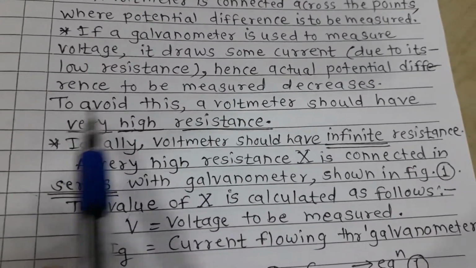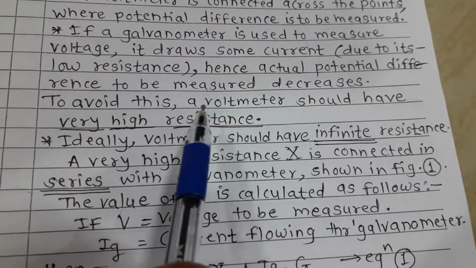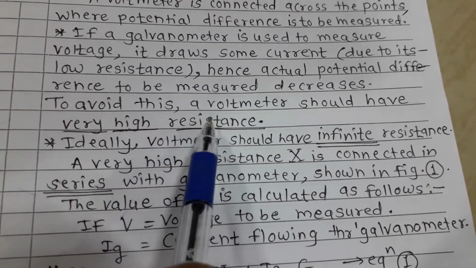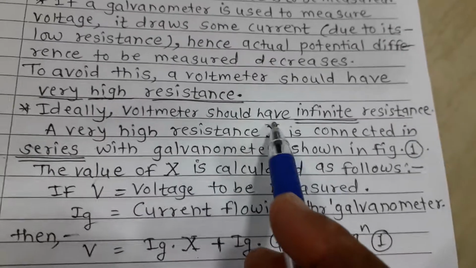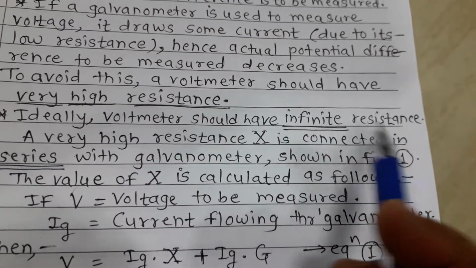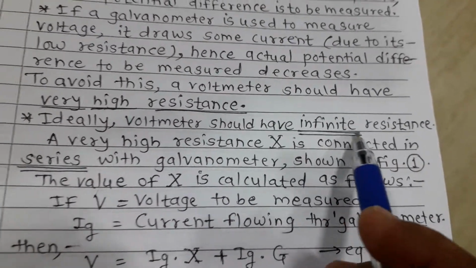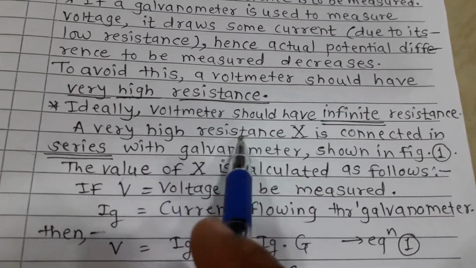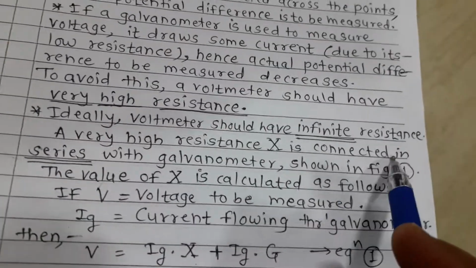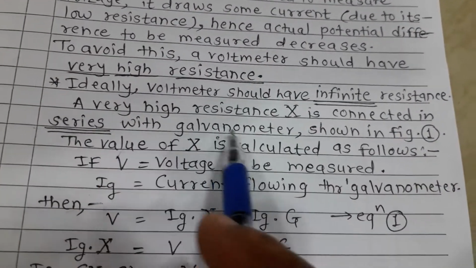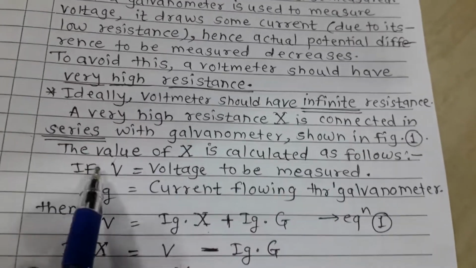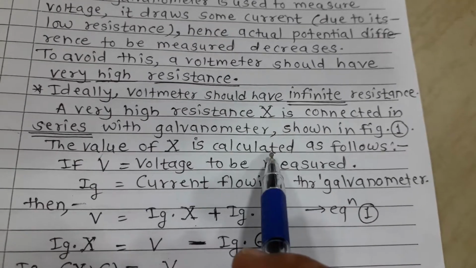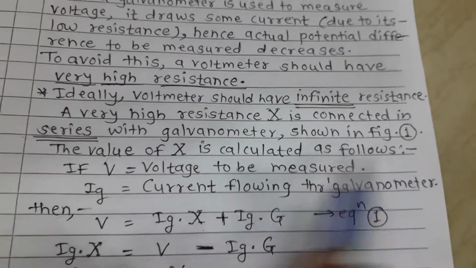See here, to obtain a voltmeter, very high resistance is to be obtained. Ideally, a voltmeter should have infinite resistance. See here, infinite is important. A very high resistance, capital X, is connected in series with the galvanometer, as shown in figure 1. The value of capital X is calculated as follows.